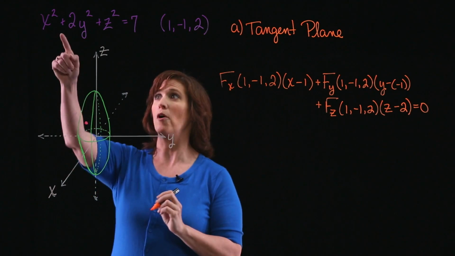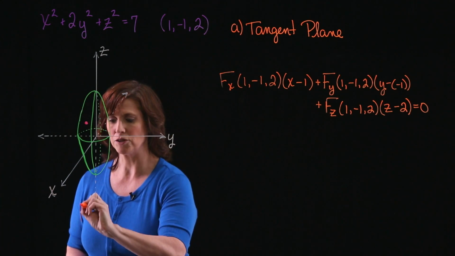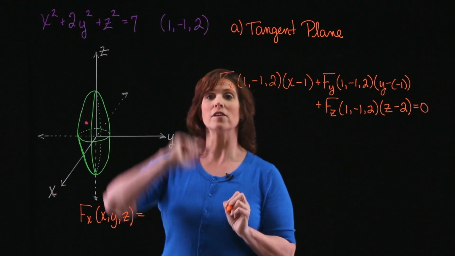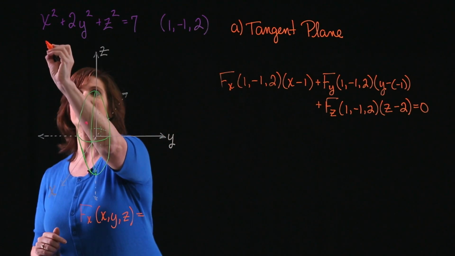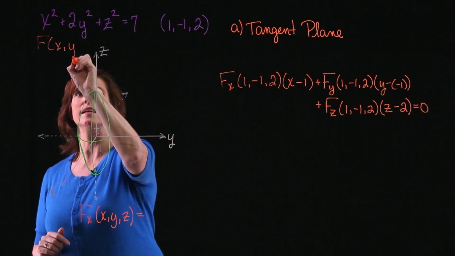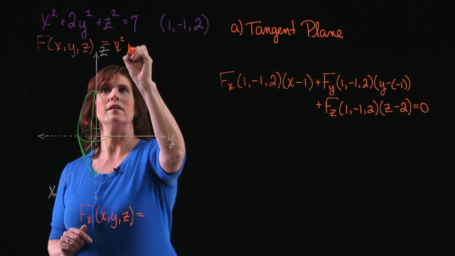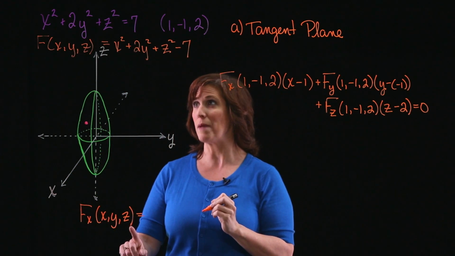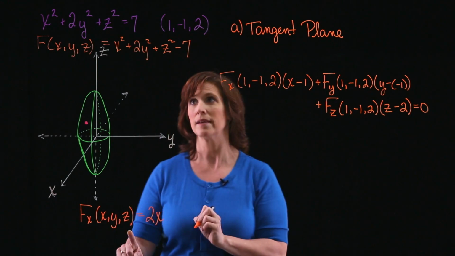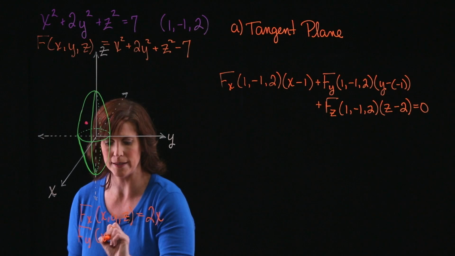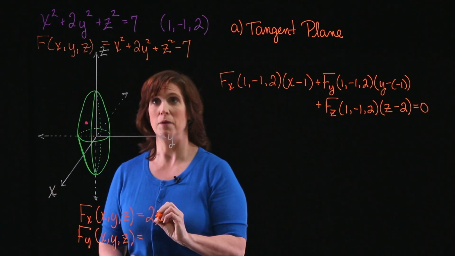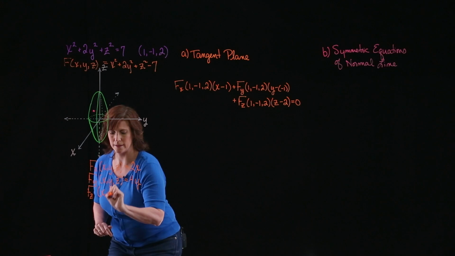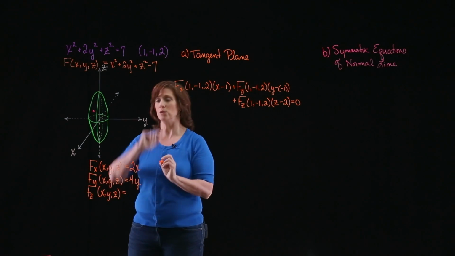In order to get this equation, I'm going to need those first partials. So let's take a look at what the partials are with respect to x, y, and z. First, let's write this as a function: f of x, y, z equals x squared plus 2y squared plus z squared minus 7. The partial with respect to x is simply 2x. The partial with respect to y at any point x, y, z is 4y. And the partial with respect to z at any point is 2z.